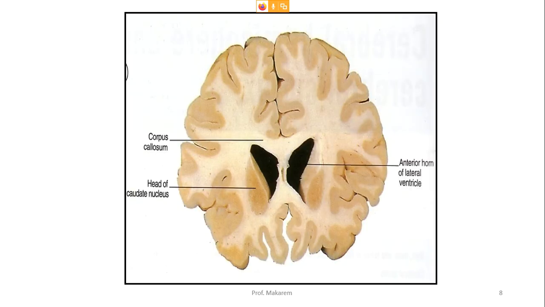Then coming to the other parts of the lateral ventricle.